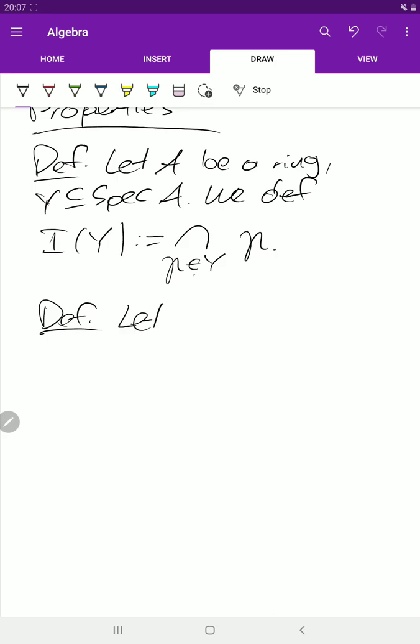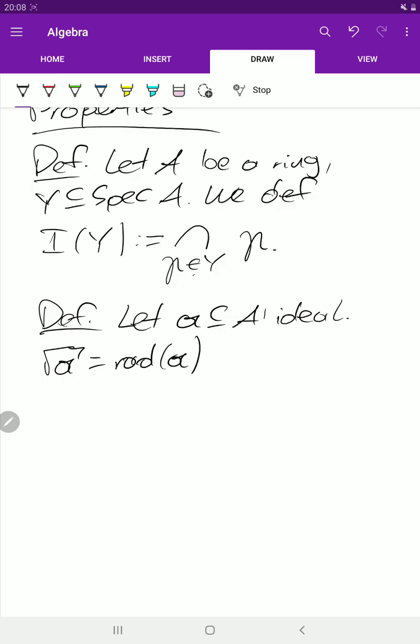So let's take an ideal in A. And now we define the radical of this ideal. We might denote it with this symbol, which you know from the square root, or we also just write radical. And please don't confuse it with the Jacobson radical. That's something different. It can coincide, but in general it doesn't.